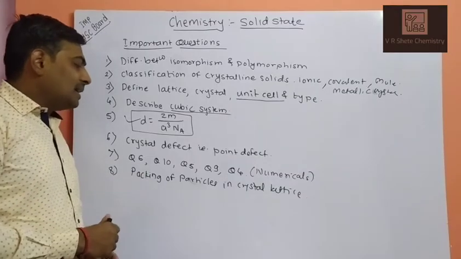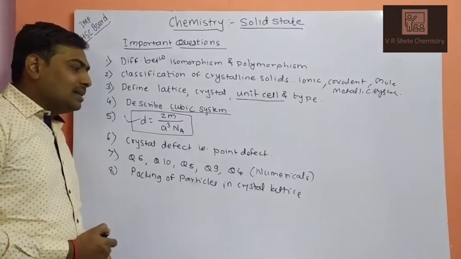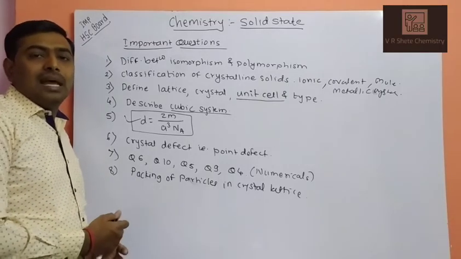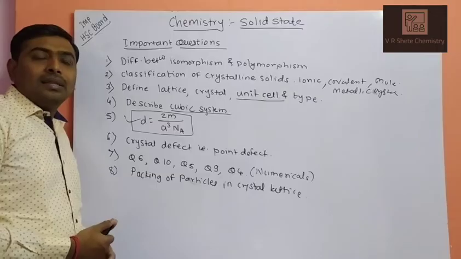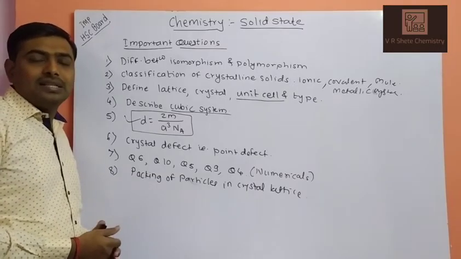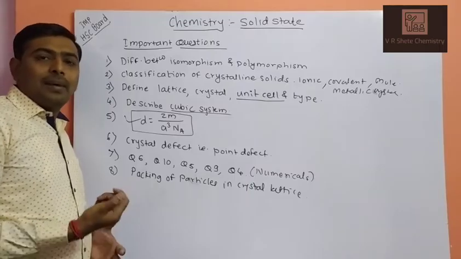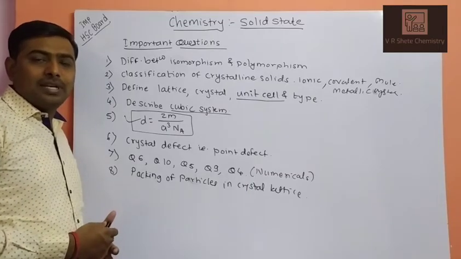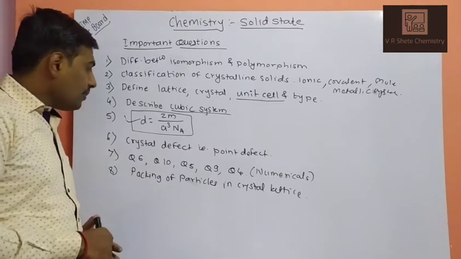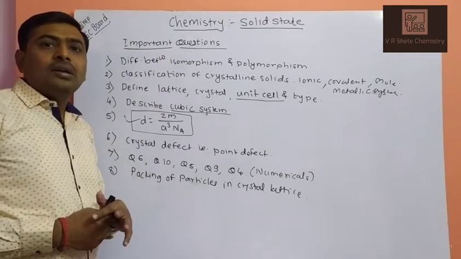The next one, packing of particles in a crystal lattice. One more point that is omitted from this syllabus because of COVID-19, that is packing efficiency of a crystal lattice. What is the packing efficiency of a crystal lattice? BCC, FCC, and paramagnetism, ferromagnetism. This point has been omitted, so we will not discuss that point this year. So these are the important points for solid state.